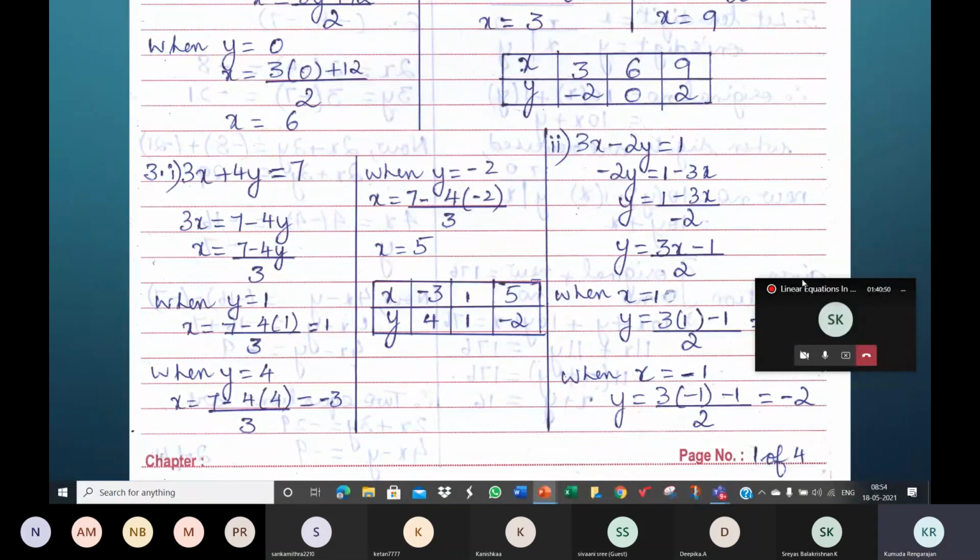Now, when you were making the table for this, just a minute.